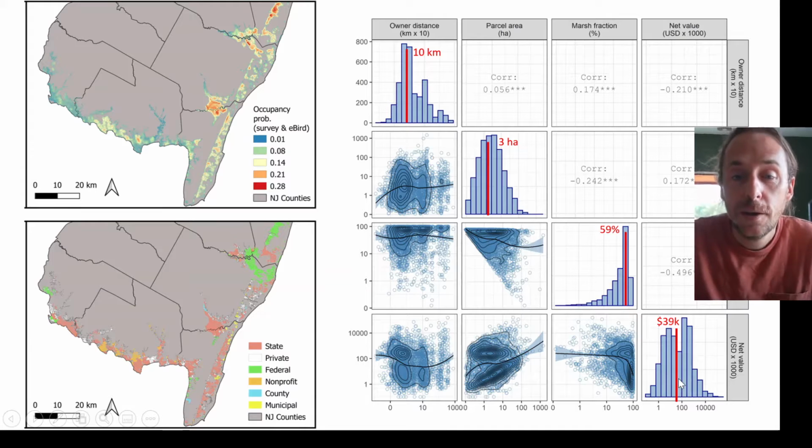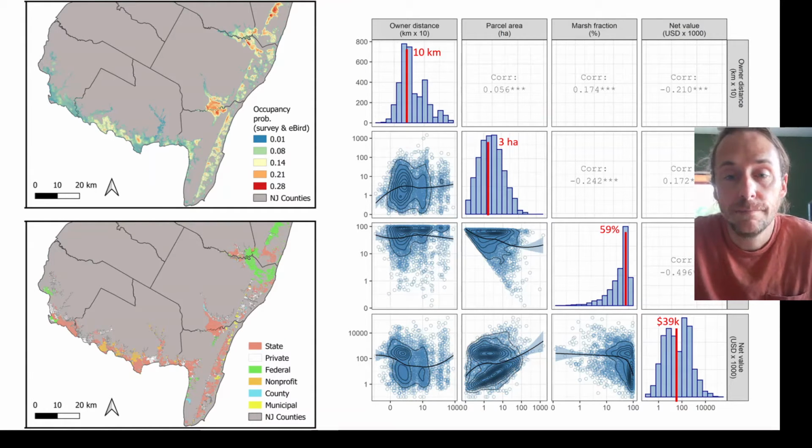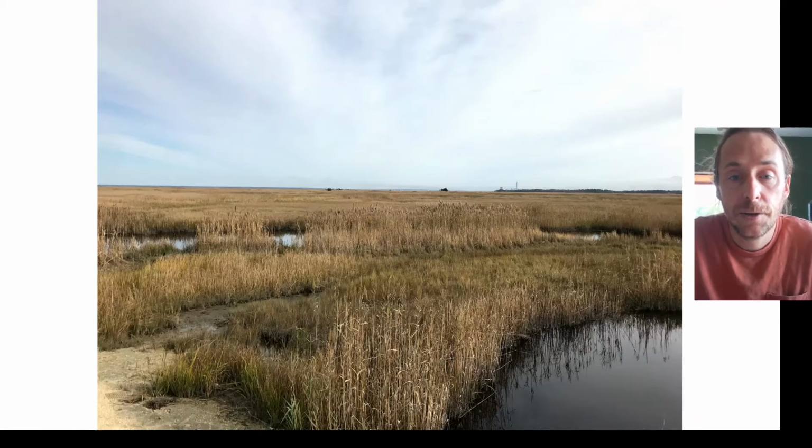So we hope that this approach just kind of better informs and takes one more step towards putting those species on the map and allowing us to integrate them into sea level rise planning. And here you see a salt marsh that is prime black rail habitat in the Tuckahoe River watershed.